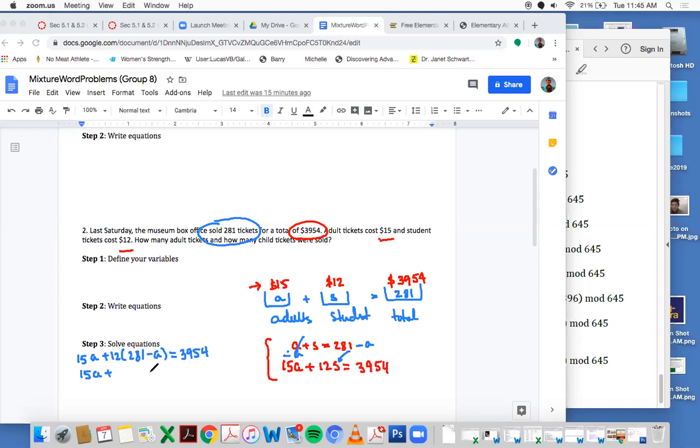All right, we get 15A plus, so we get 12 times 281. This is 3372 minus 12A, equals 3954. Then the 15 and the minus 12 gives me 3A. And we're going to subtract 3372 from both sides. We get 3A equals 3954 minus 3372, 582. Divide by 3. We get A equals 194.